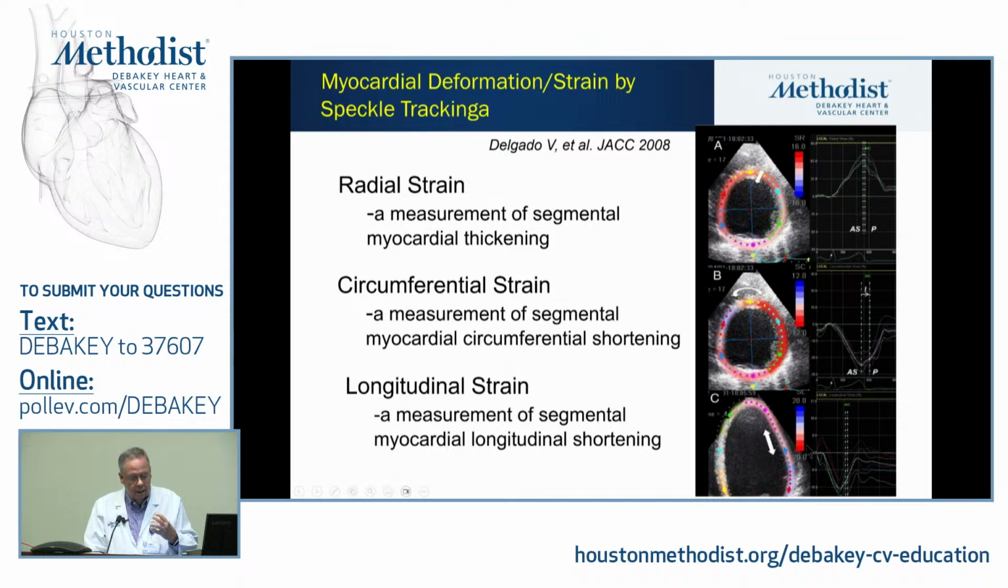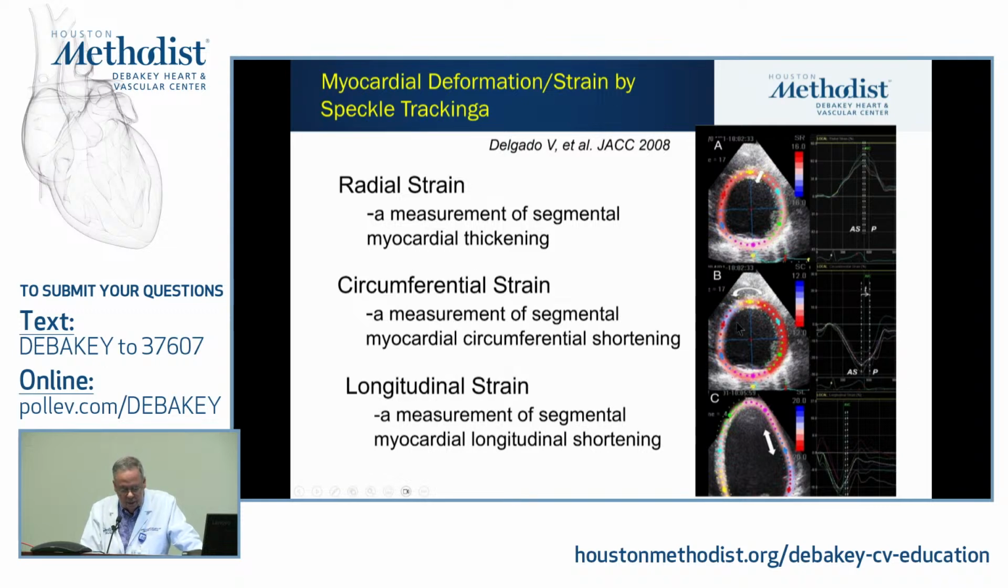And in fact, that's what it is, right? You have now radial strain, which is deformation towards the center of the cavity. In essence, it is the same thing as talking about wall thickening. And that's why it's a positive curve as the wall thickens from diastole to systole.